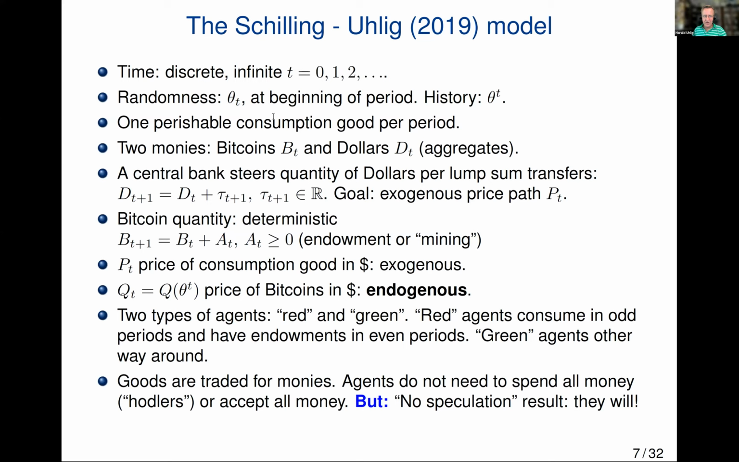Okay, so that's the model. So we have these two types of agents, red and green. Red consume in all periods and have endowments in even periods, green the other way around. And they trade goods for money. That's the only thing they can do. There are no bonds and so forth.